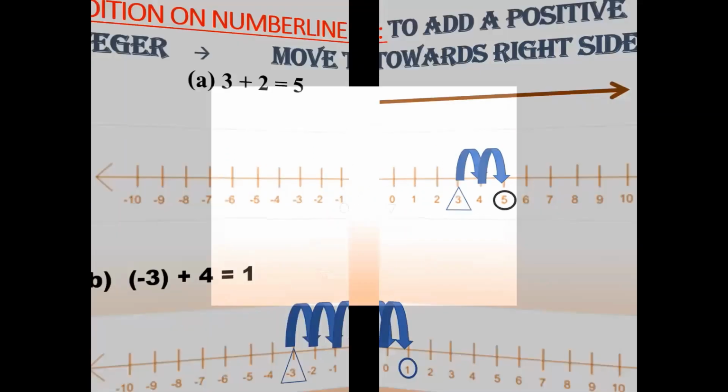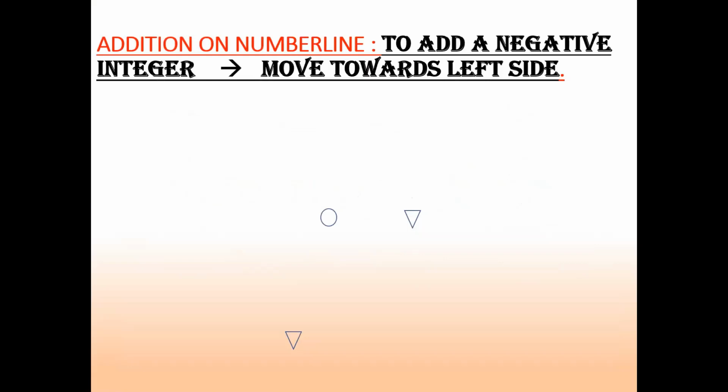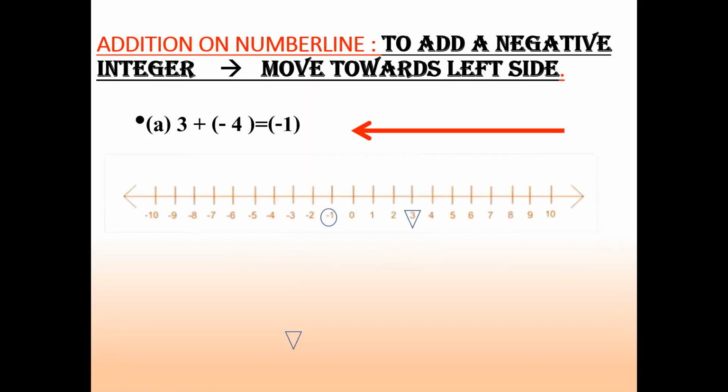In the second case, where I am adding a negative integer, we will jump towards the left side. Now, for instance, it is -4 to be added to a positive number. Let's bring in the number line. My starting point has to be 3. And from here, I will start jumping backward towards the left side. And I'll take 4 jumps towards the left side. So I have reached -1.